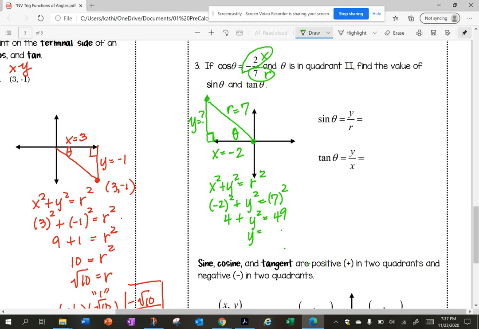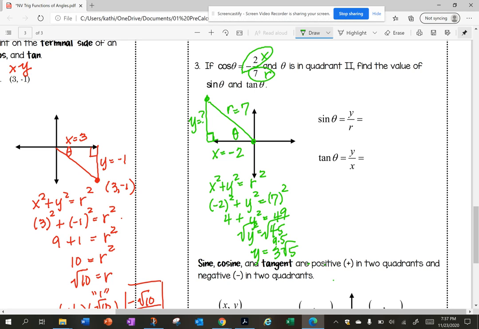And taking the square root, y squared is 45. So I'm going to take the square root of both sides. I know 45's perfect square factors are 9 times 5. So I know y equals 3 times the square root of 5.